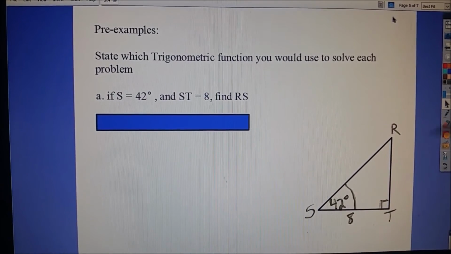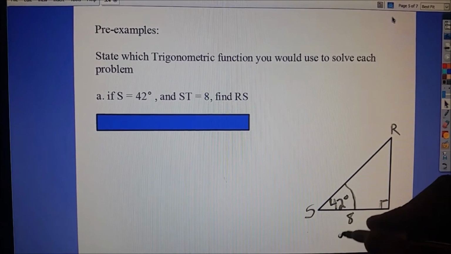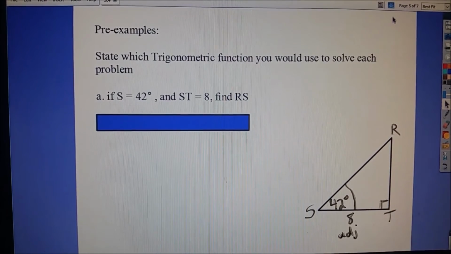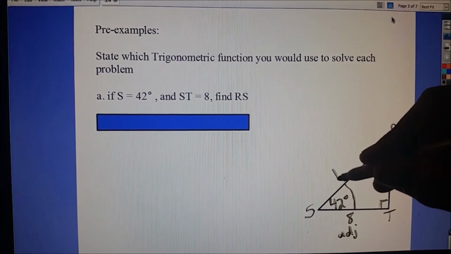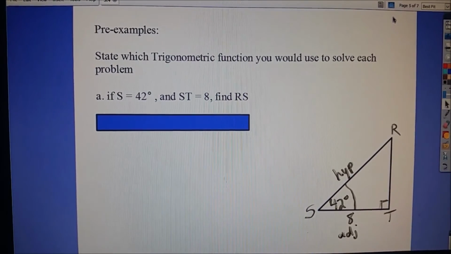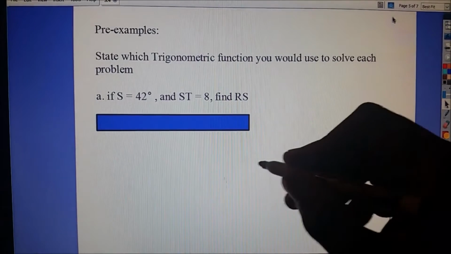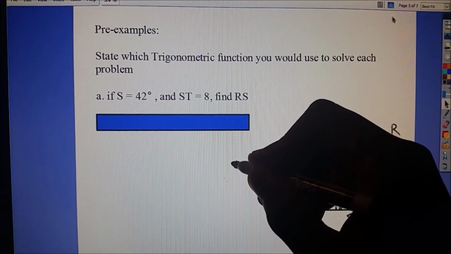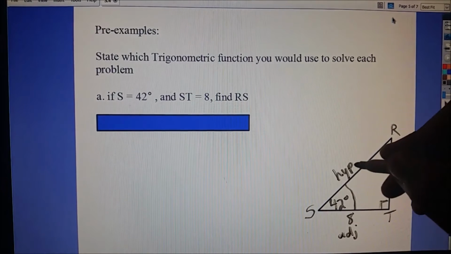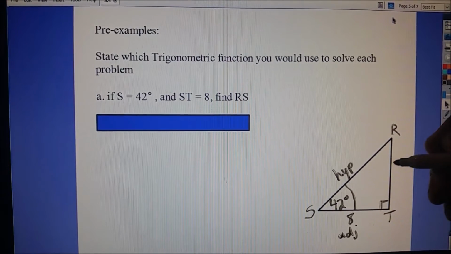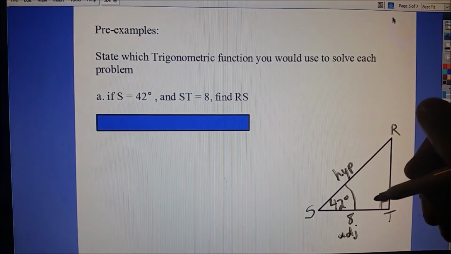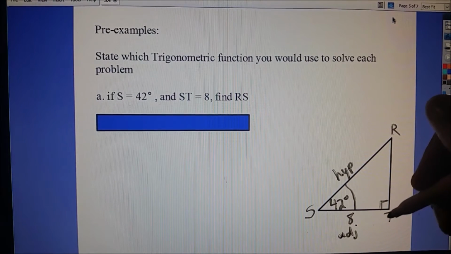Okay, what you have right here is your adjacent, and it says find RS. RS happens to be the hypotenuse. So in this problem, we're talking about two things. We're talking about the adjacent, and we're talking about the hypotenuse. So if we were to set up an equation, what trig function can we use?